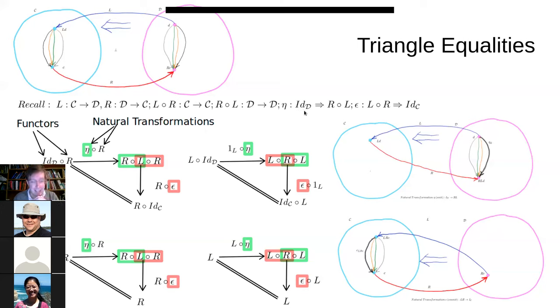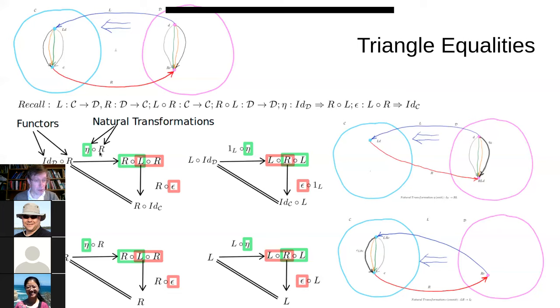It takes in an ID of D, and it produces an RL. So it consumes an ID of D, and it maps it over via this natural transformation, that's the double arrow, into an RL. So there's your RL that's produced from it, and that's why I put it in this highlighted green color. So eta consumes ID_D and turns it into an RL.